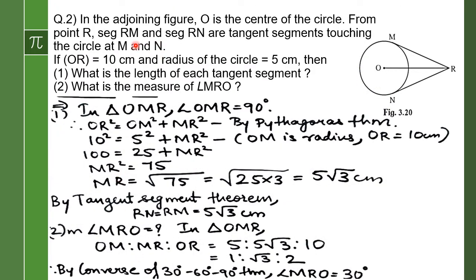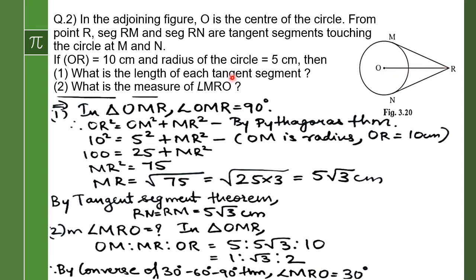So this is the second question. In the adjoining figure, O is the center of the circle. From point R, segments RM and RN are tangent segments touching the circle at M and N. So here from an exterior point R, there are two tangent segments drawn, RM and RN, where M and N are the points at which the tangents touch the circle, and OR is also a segment, joining point R and the center, and its length is 10 centimeters.